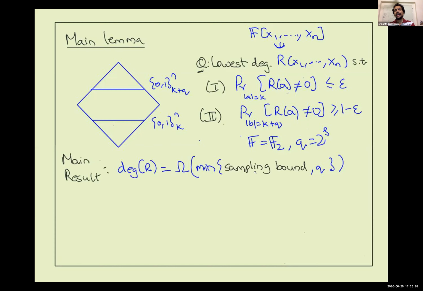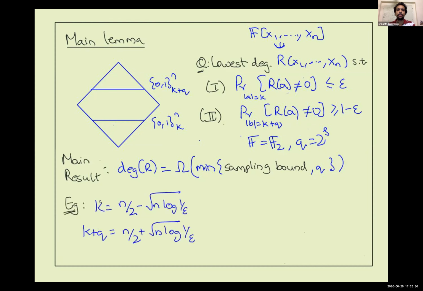To give you the formal statement of this result is a little bit tedious, but let me give you an interesting instantiation of the parameters. Suppose k is something like n/2 minus root n, and k plus q is something like n/2 plus root n. Then in this setting, the lemma says that any such polynomial must have degree at least a constant times root n. That's the statement of the lemma.